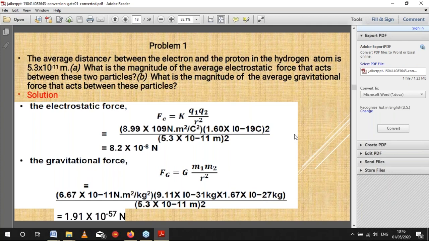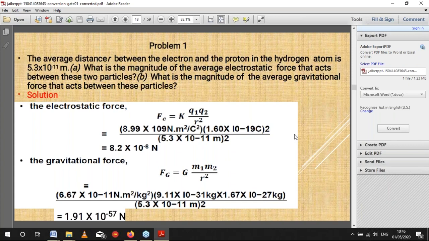Problem number 4, that is slide 22. Three charges on a line. Now determine the magnitude and the direction of the net force on Q1.